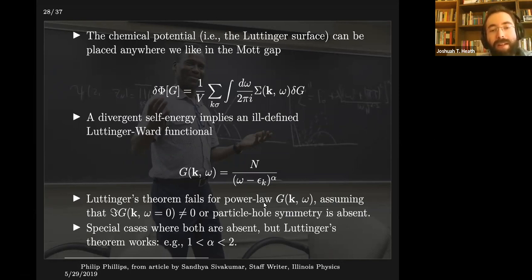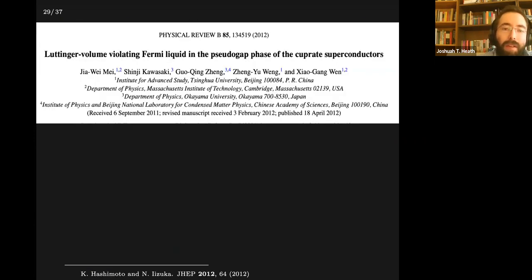If alpha is between 1 and 2, Luttinger's theorem is fine. Obviously, I'm going to have a power-law Green's function like for a Luttinger liquid, but Luttinger's theorem still works. So what I want to talk about now is whether or not Fermi liquid theory can work for this power-law Green's function. You might say, well, Luttinger's theorem fails, so Fermi liquid theory should fail too. But it's a little bit more complicated than that.